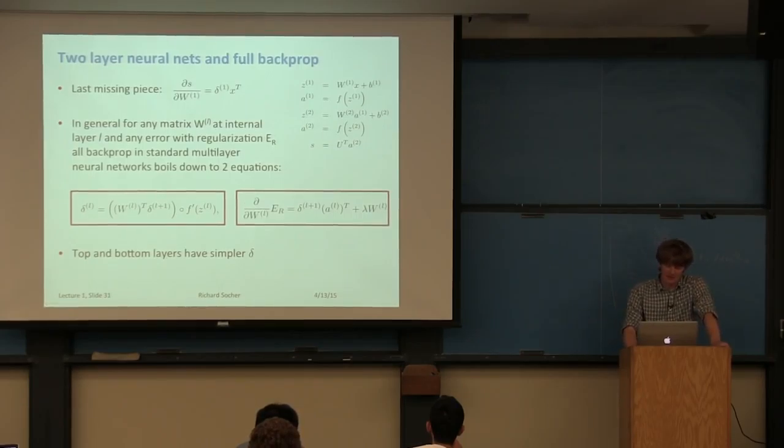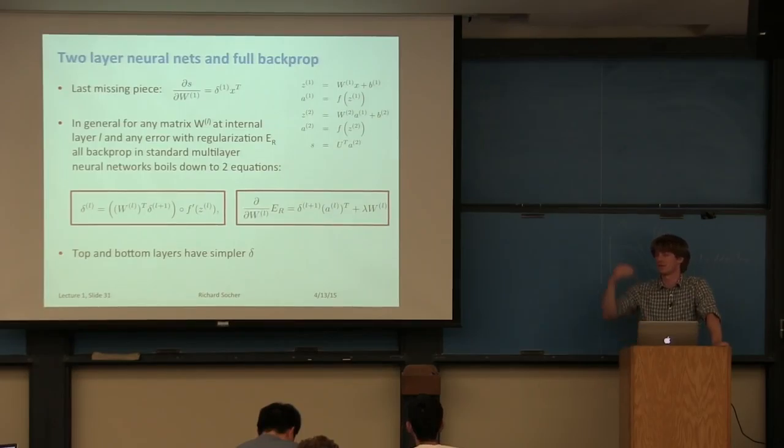And as we've seen, the top and the bottom layers might have simpler delta messages, because at the bottom there are no derivatives, the x's are just applied as is, and the top is just a linear layer, which is simpler too. Or the softmax, in which case you just have y_i minus your target times your activations.